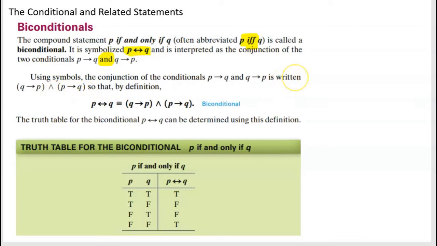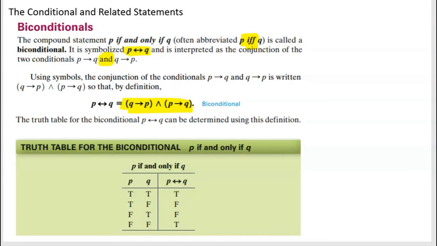Now, I did not set up a truth table for this. I thought maybe you would just take my word for it. But if we had set up a truth table and calculated Q implies P and P implies Q, then the truth table we have down here in green is exactly what we would get.